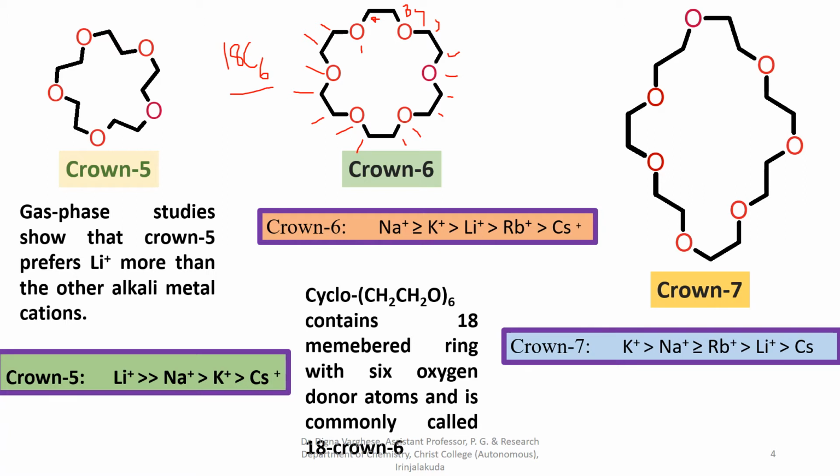In the case of crown 5, here 1, 2, 3, 4, 5, 6, 7, 8, 9, 10, 11, 12, 13, 14, 15. So we can write it as 15 C 5 and so on, or 15 crown 5. Okay, so 15 crown 5 is more preferable to lithium ions, crown 6 is preferable to sodium ion, crown 7 is preferable to potassium ion.